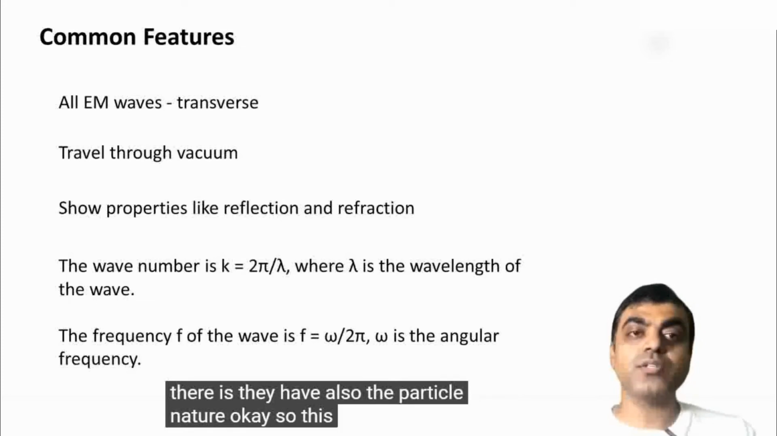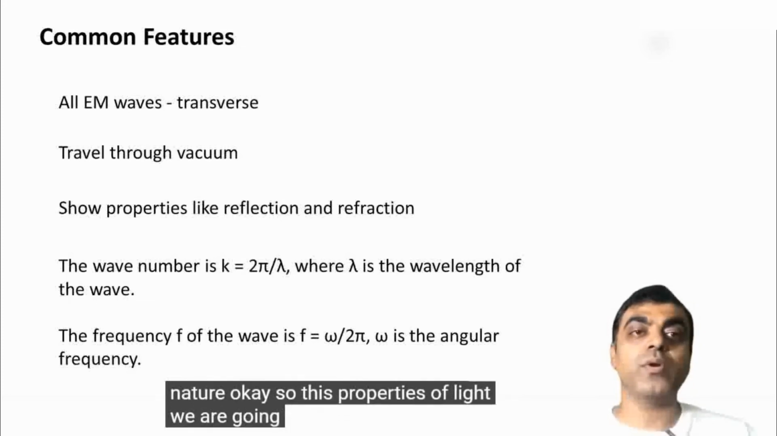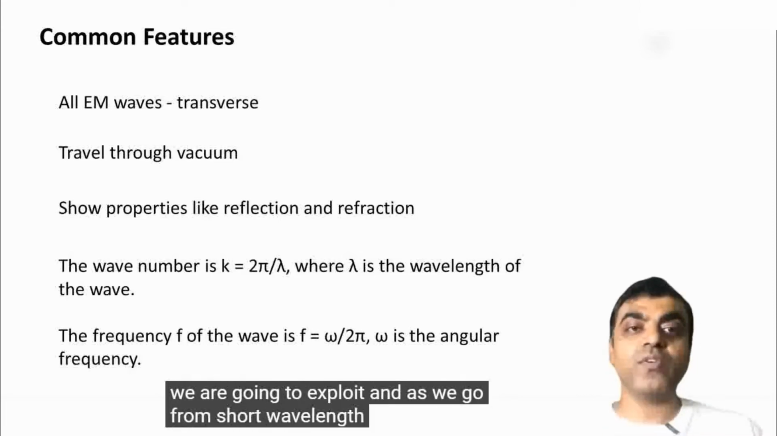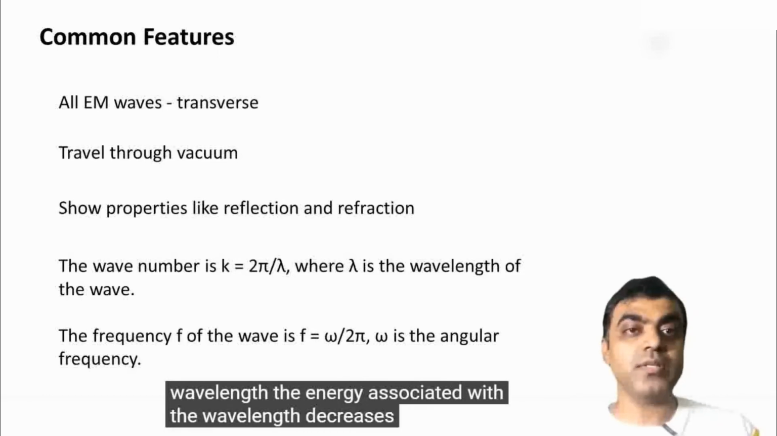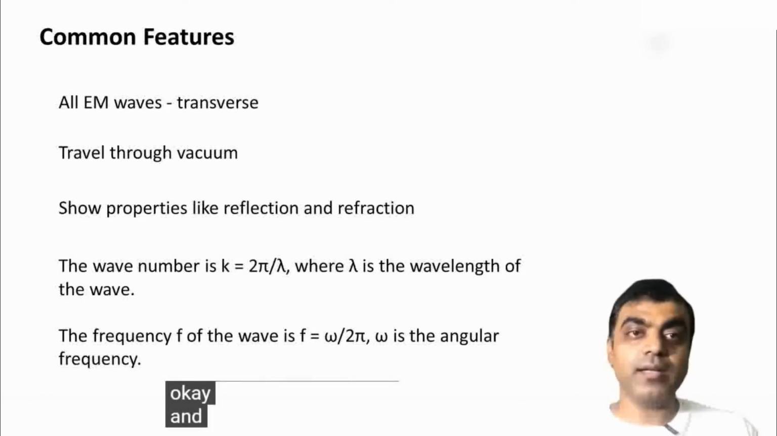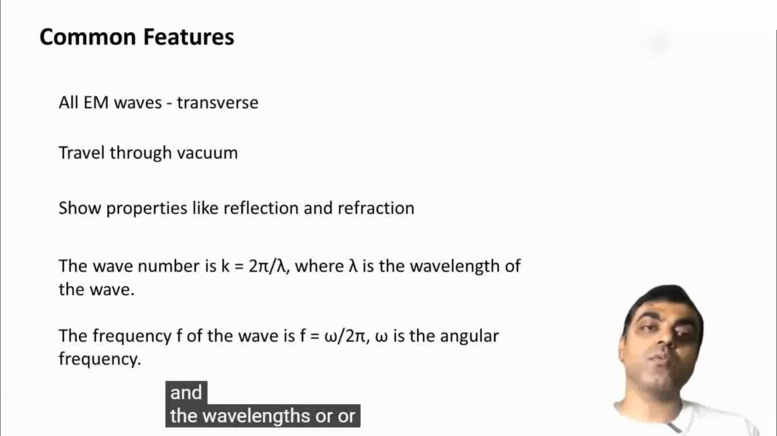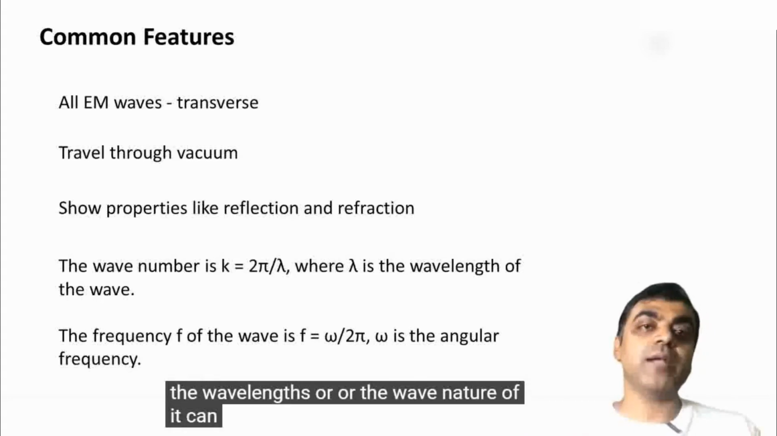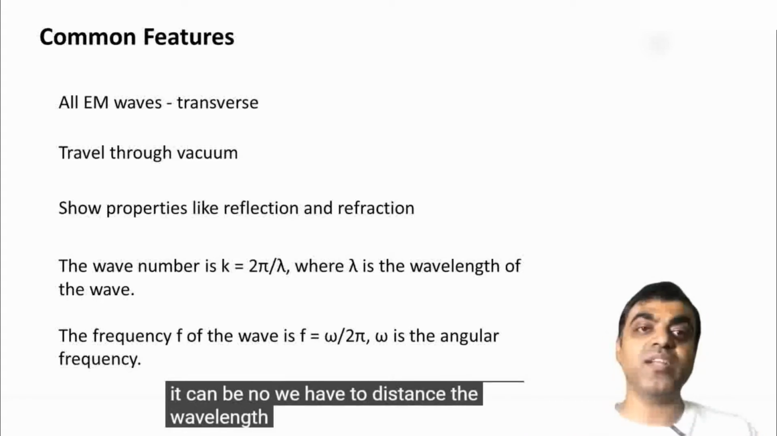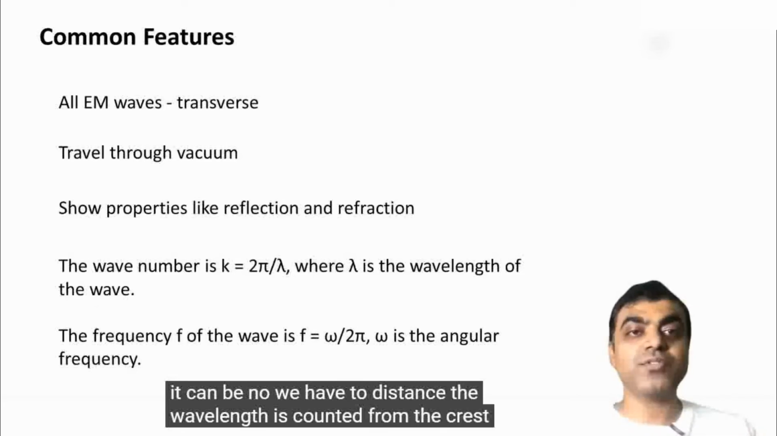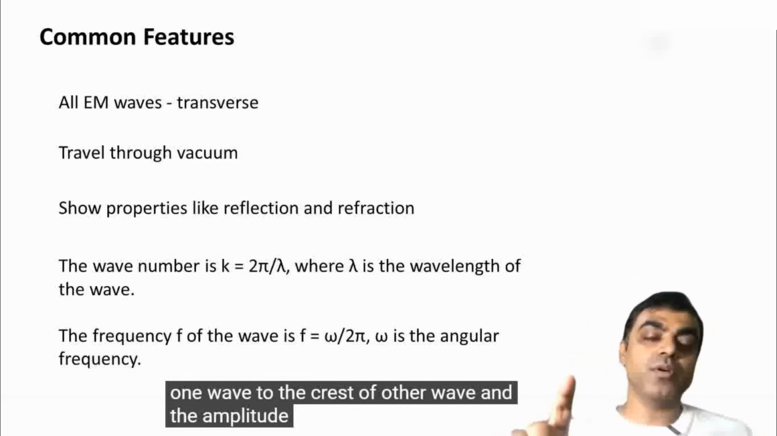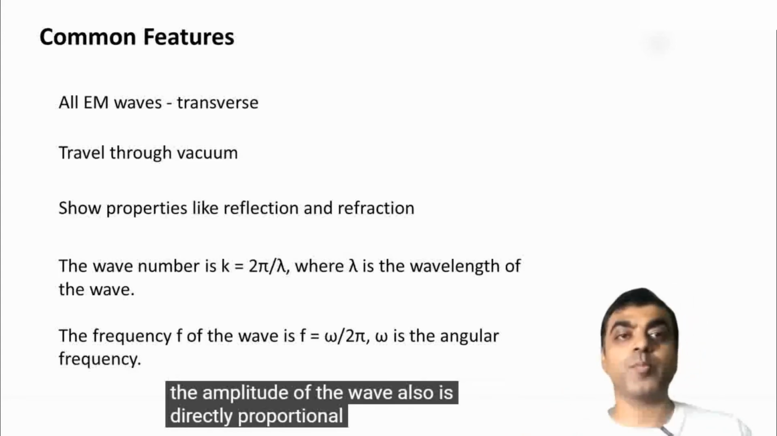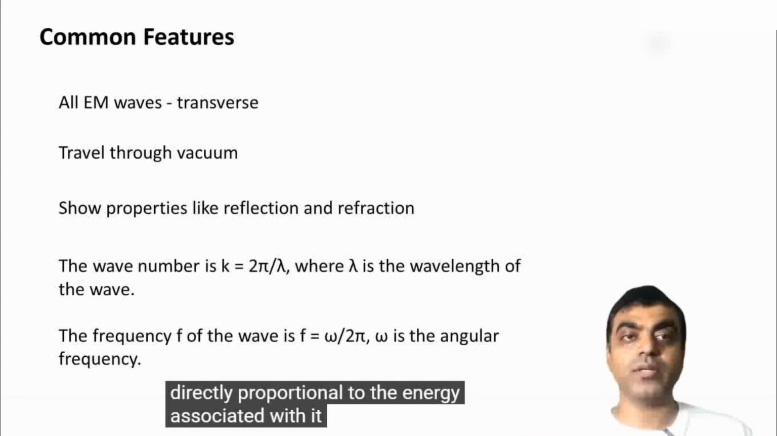These properties of light we are going to exploit, and as we go from short wavelength to higher wavelength, the energy associated with the wavelength decreases. The wavelength is measured from the crest of one wave to the crest of the next wave, and the amplitude of the wave is also directly proportional to the energy associated with it.